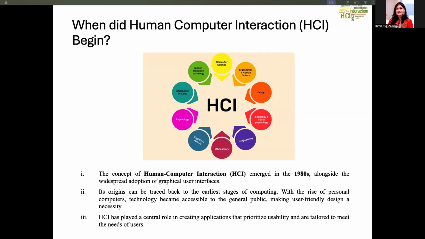The official term HCI really took shape in the 1980s with the rise of personal computers and graphical user interfaces. For example, Apple Macintosh and IBM PCs. Before that, using computers meant punching cards and waiting hours for output. Definitely not user friendly. Once computers entered homes, usability became urgent, and suddenly it wasn't just scientists using them, it was your grandma.